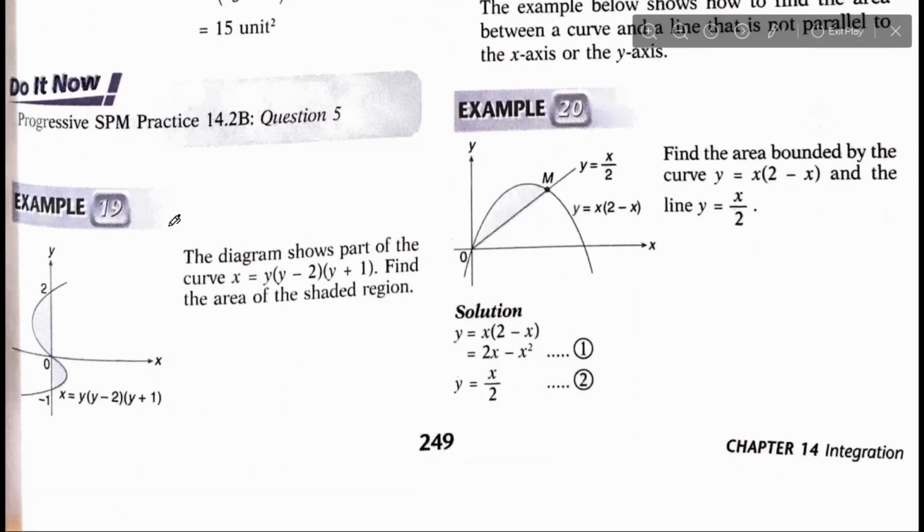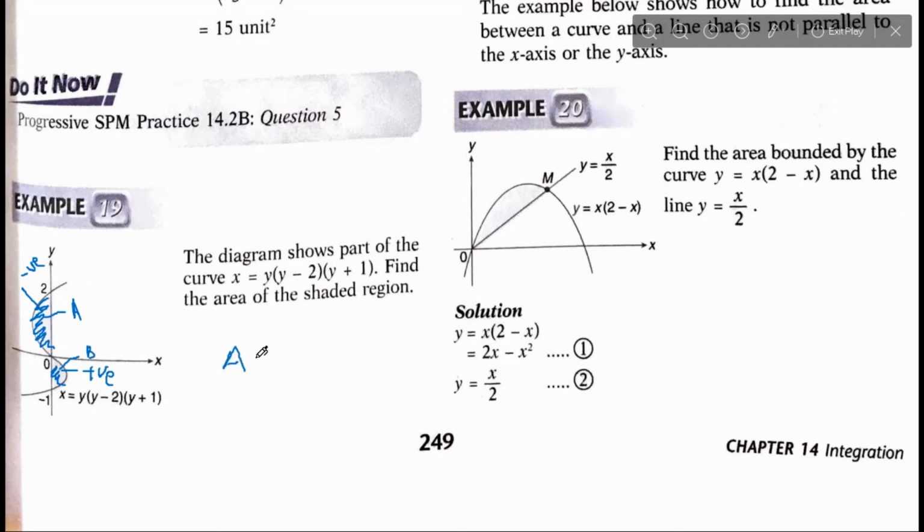Example 19. The diagram shows part of the curve y equals y times y minus 2 times y plus 1. Find the area of the shaded region. The shaded region is here, one on the left and one on the right. Just now I mentioned that if we find the area on the left side of the y-axis, this area should be a negative value, and this one will be a positive value. So we have to find it separately. Let's say this is shaded region A, and this is shaded region B.